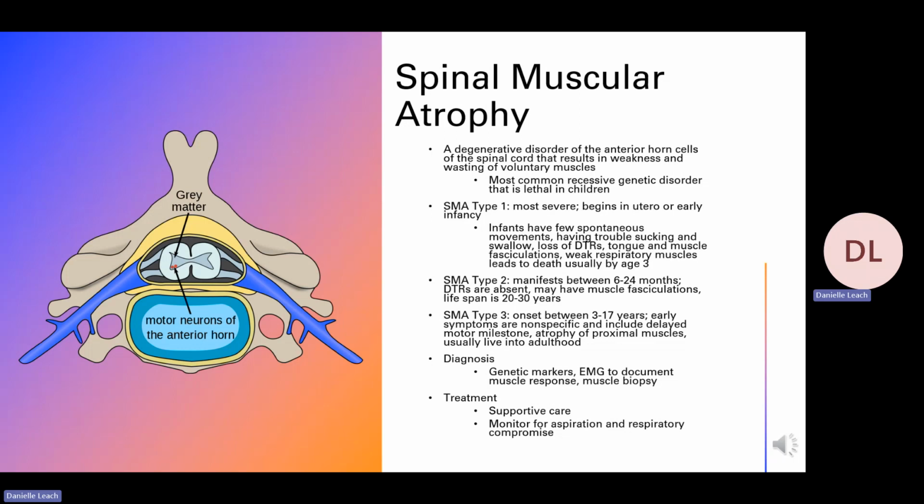Treatment for this is usually supportive care, since unfortunately it usually is fatal depending on which type it is. So we need to monitor for aspiration and respiratory compromise since those are usually the causes of death.